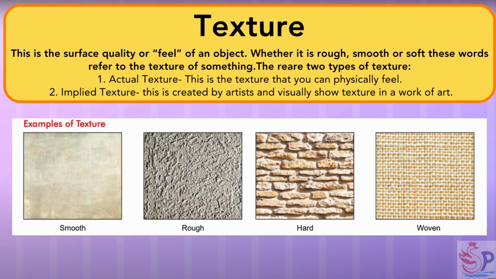Texture. This is the surface quality or feel of an object. Whether it is rough, smooth or soft, these words refer to the texture of something. There are two types of texture. 1. Actual texture. This is the texture that you can physically feel. 2. Implied texture. This is created by artists and visually shows texture in a work of art.